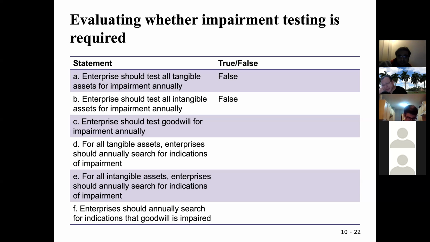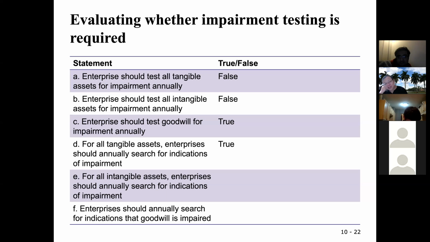C, an enterprise should test goodwill for impairment annually. True. D, for all tangible assets, enterprises should annually search for indications of impairment. True, because you have to search for indications of impairment annually. You don't have to do the impairment testing, but you have to search for the indications, right?